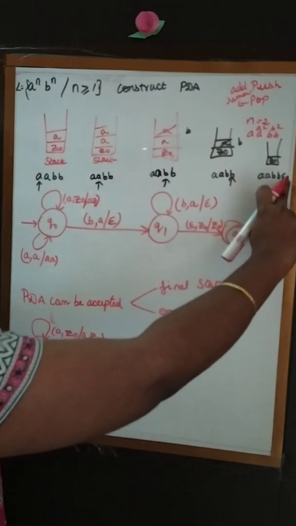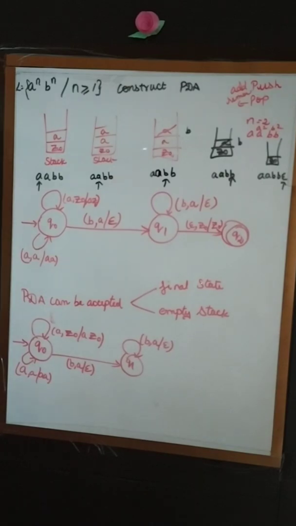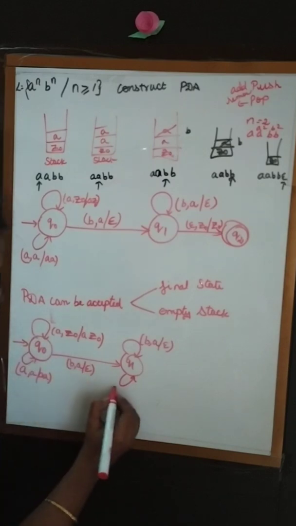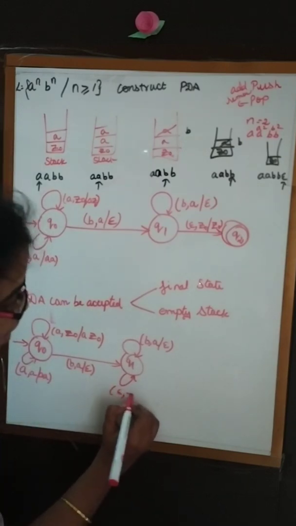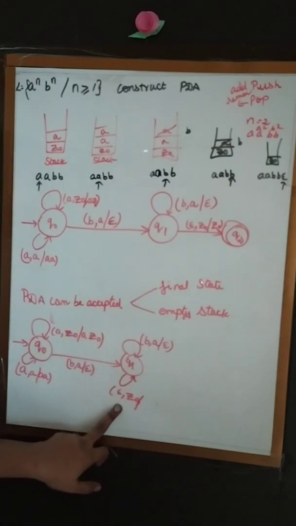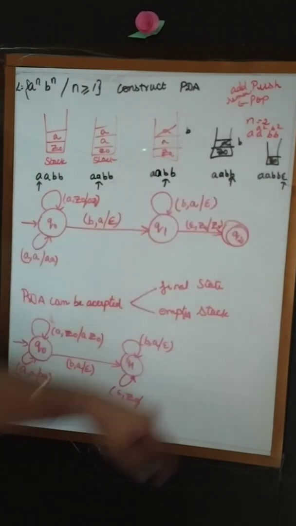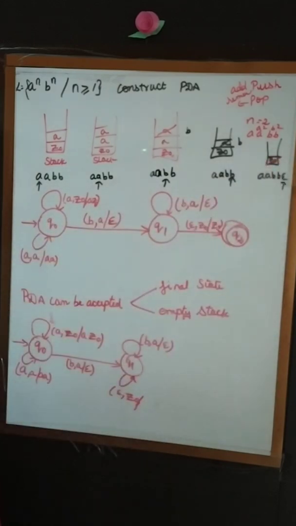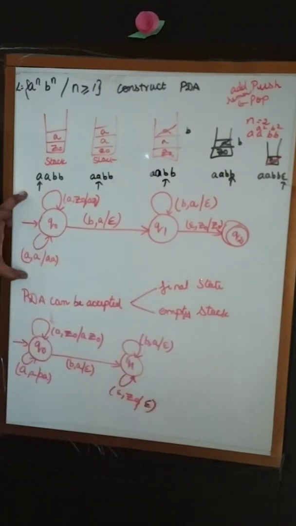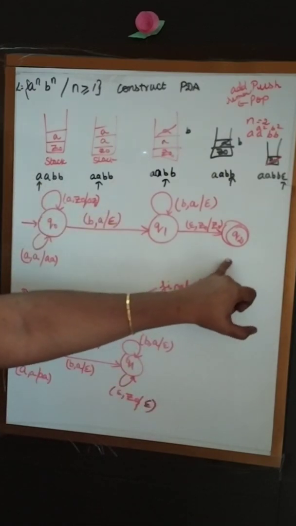Once it reaches the epsilon, what we can do is empty the stack. How can you do it? Whenever you are getting epsilon as an input symbol and Z0 is on top of the stack, you have to pop the Z0. So this way also you can do. This part is for emptying the stack, and this part is for how we are reaching the final state.